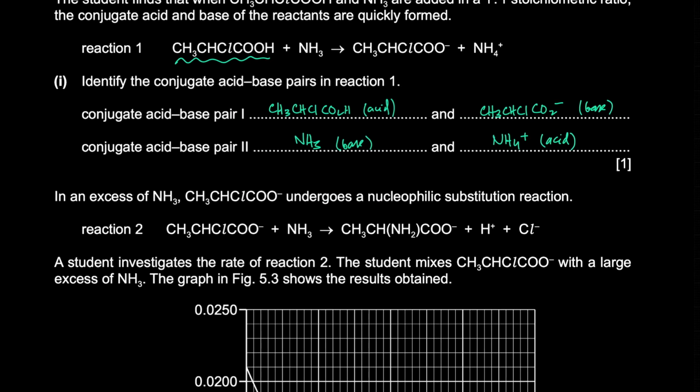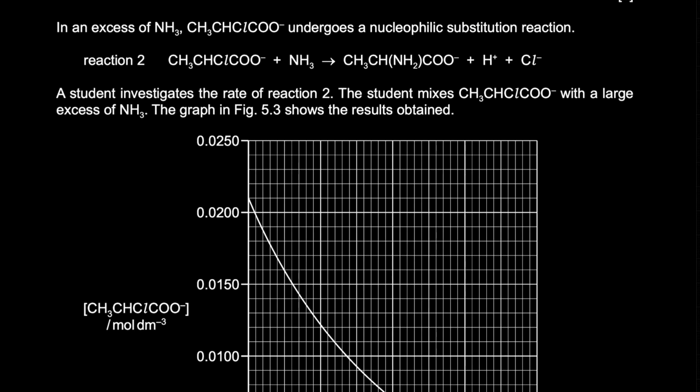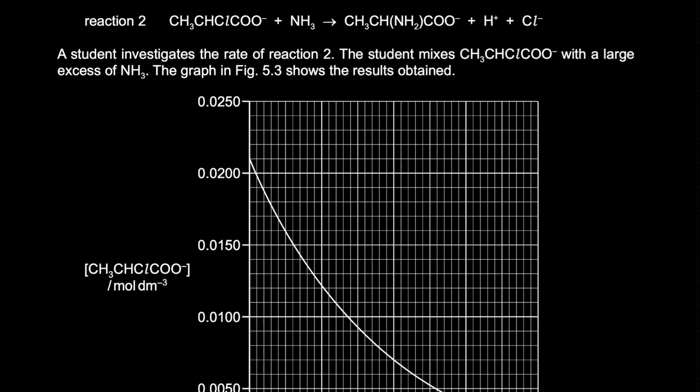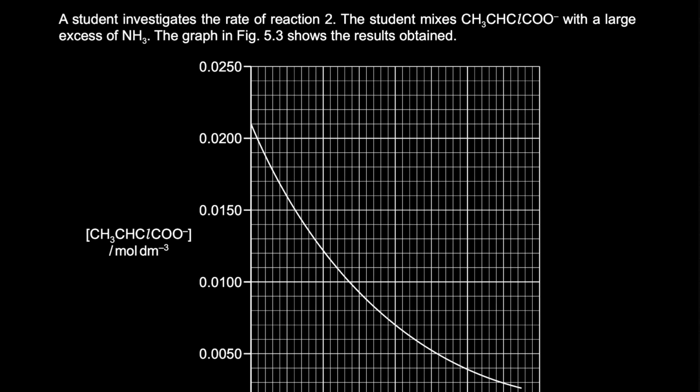In an excess of NH3, the 2-chloropropanoate ion undergoes nucleophilic substitution. So what's happening here is that the NH3, the NH2, is substituting for a Cl over here, and obviously the NH3 is also losing an H plus in the process. The student investigates the rate of reaction 2. The student mixes CH3CHClCOO minus with a large excess of NH3. The graph in figure 5.3 shows the results obtained.